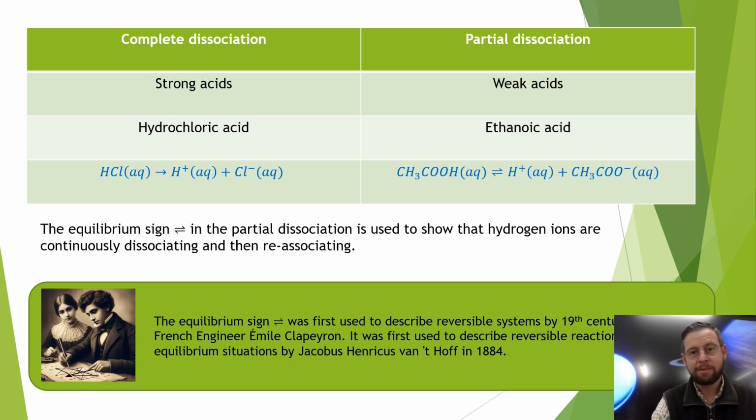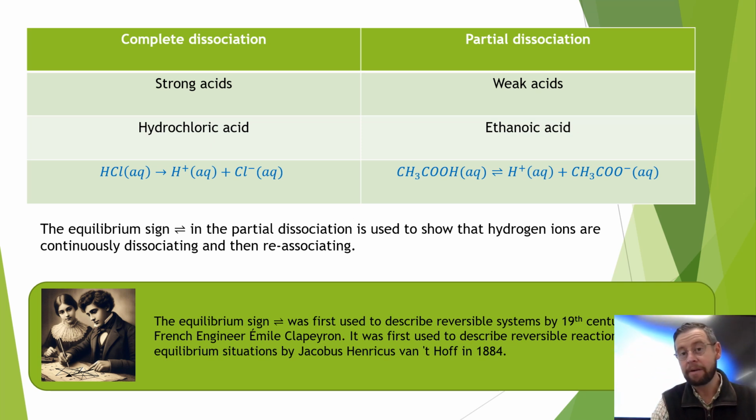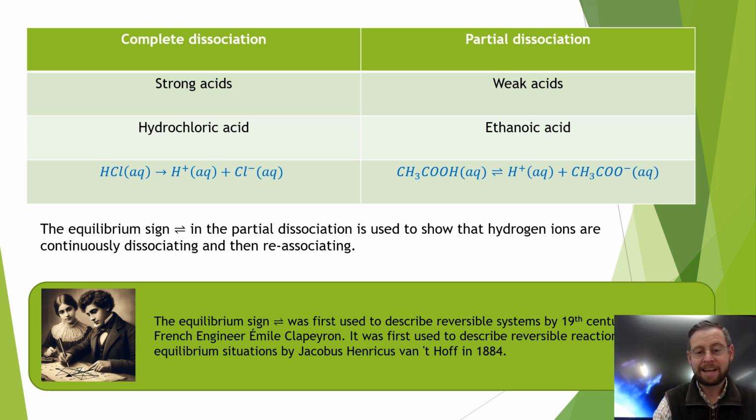Important to note here that we're not using a single arrow to note the direction of this reaction, because actually in this solution, a weak acid can both dissociate and reassociate again. It's a constant process. Some of those hydrogens are separating and going their own way, and some of them are coming back and reconnecting. And so we use the equilibrium sign. First used, as it says in the section below, by engineer Émile Clapeyron, and then later by Jacobus Henricus van 't Hoff in 1884 in his work on equilibrium.